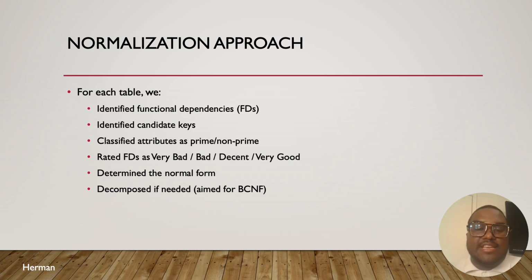Going into normalization approach, using the rubric, we repeated the same process for every table. For each table, we wrote the functional dependencies, found candidate keys, marked which attributes are prime and non-prime, classified FDs as very good or not, and then determined the highest normal form. If a table wasn't in Boyce-Codd normal form, BCNF, we decomposed it into smaller tables. The result is that all tables in the final design are in BCNF.